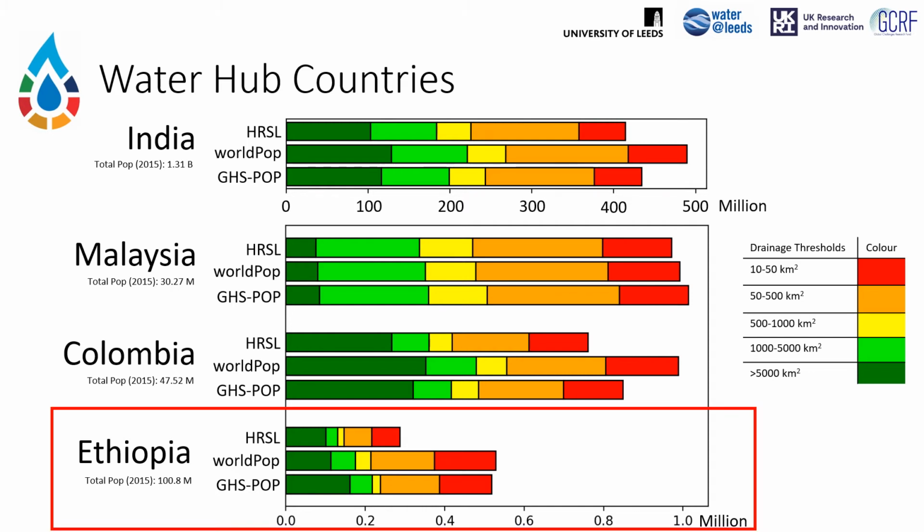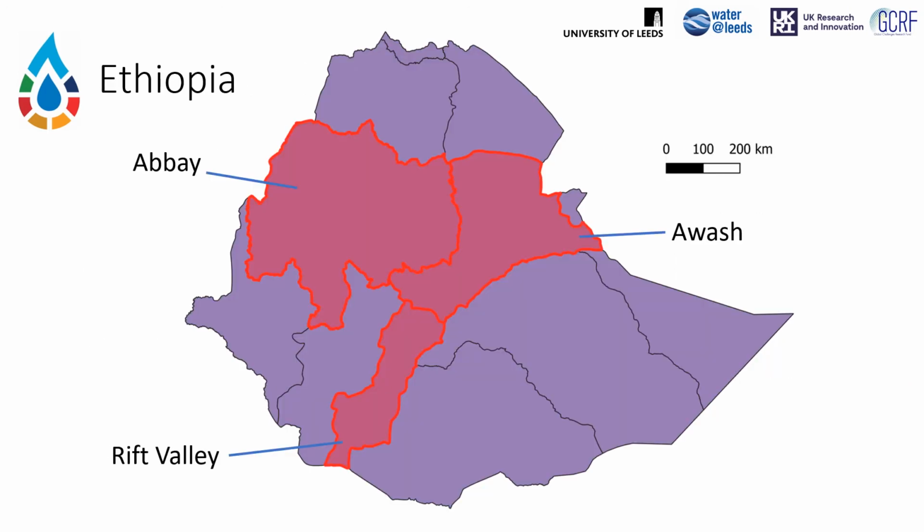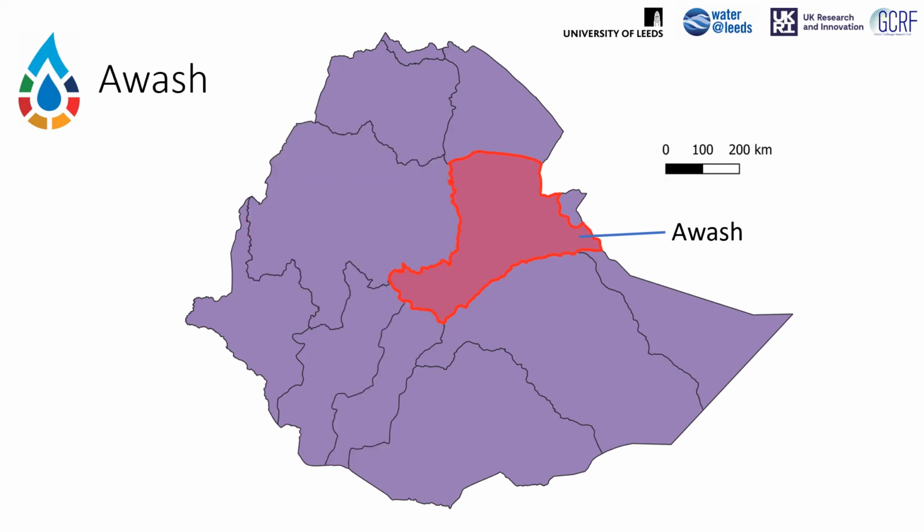For the remainder of this presentation, I'm going to be looking at Ethiopia, and I'm going to explore why the different population data sets lead to such different exposure results, and some of the things to consider when using these population data sets in flood exposure studies. I'm going to be looking at 3 study basins in Ethiopia: Abai, Awash, and Rift Valley. I'll begin in Awash.